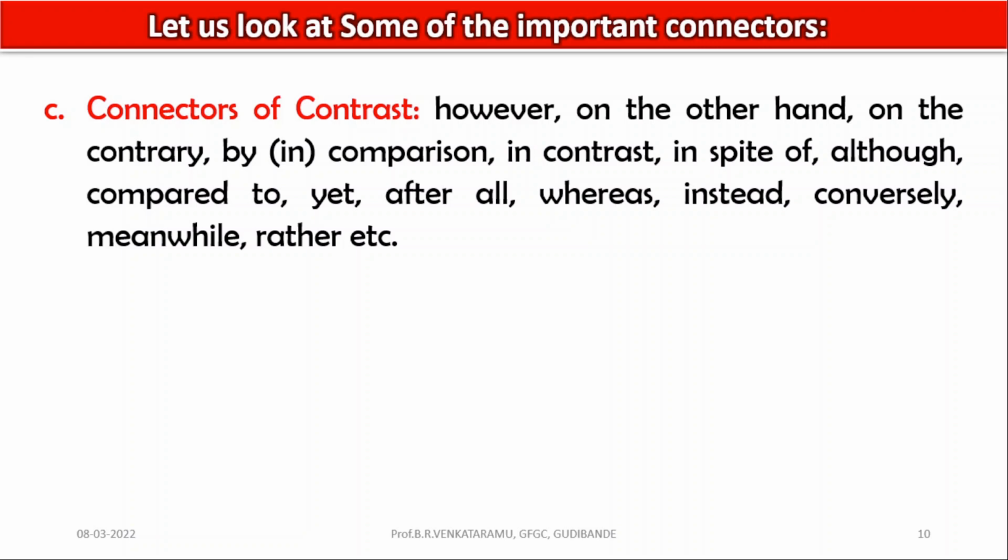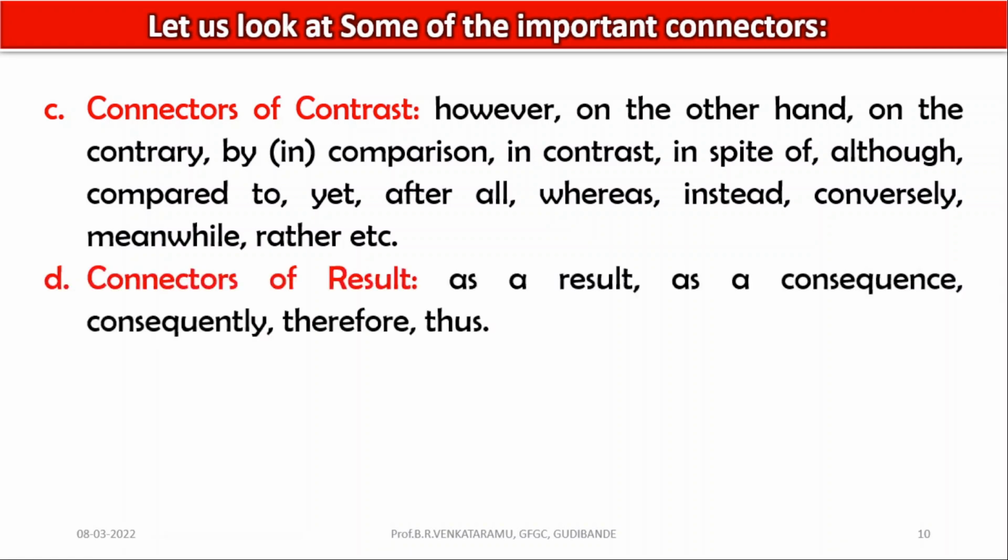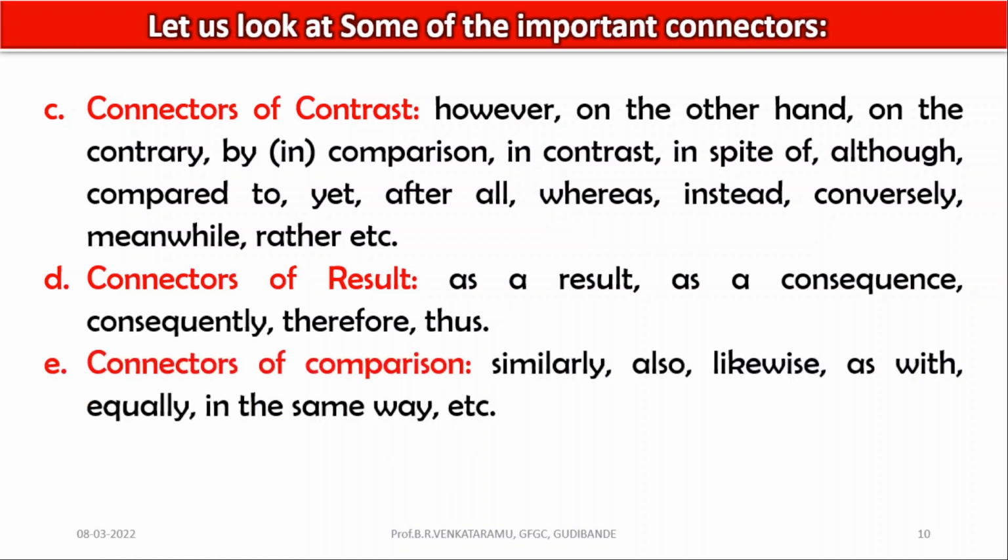These linkers will help us to contrast the idea. Let's move to the fourth one, that is connectors of result. In a sentence, information is given, followed by some other information that tells us the result or outcome. In such a situation, we need to use connectors like as a result, as a consequence, consequently, therefore, thus. Move on to the fifth one. That's called connectors of comparison.